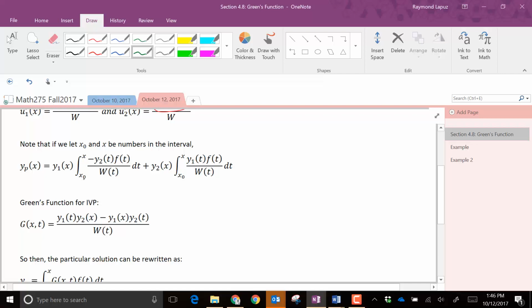I wouldn't do it like that because you might come up with a negative sign because the order will matter here. So you don't just switch the y's and the t's. You have to actually put the y1 of t first. Oh yeah.